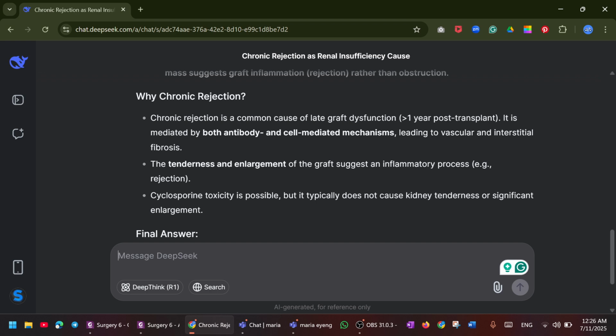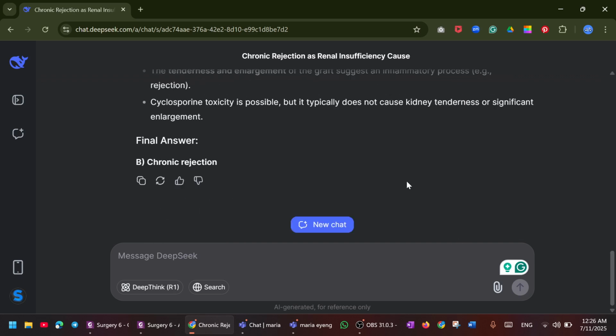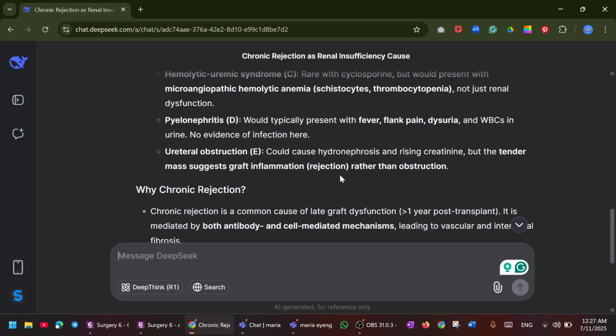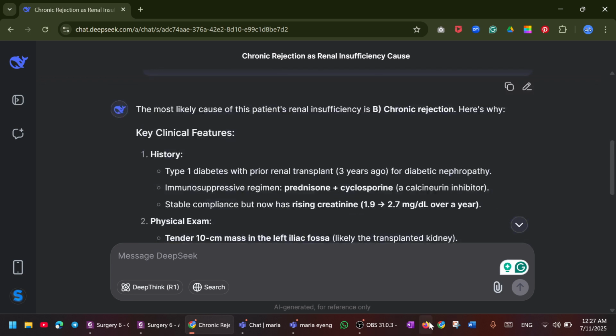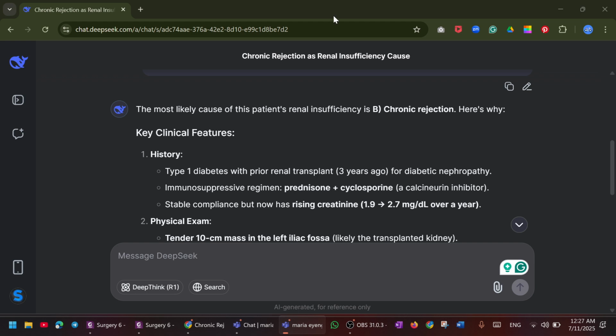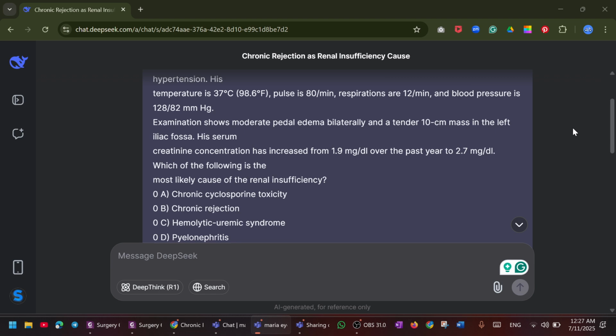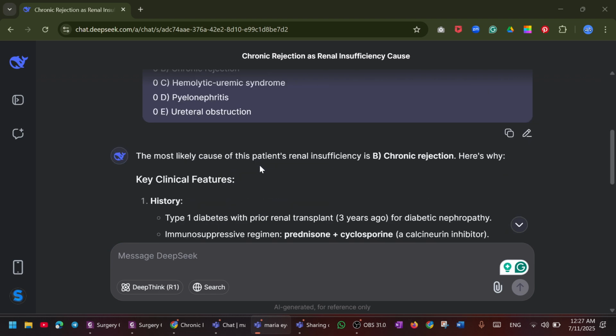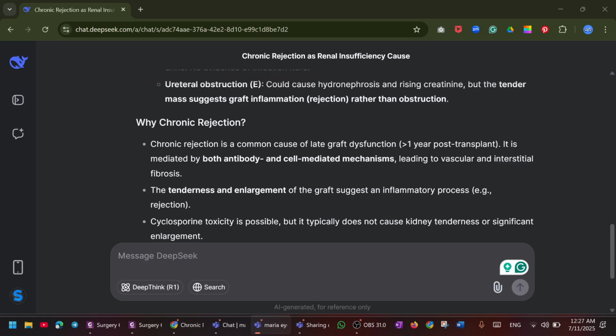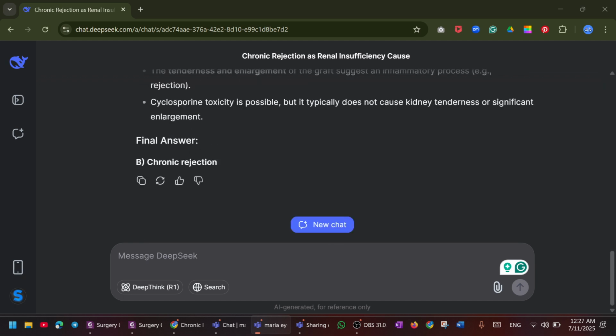They actually quoted wrong. Look at the DeepSeek answer. That's why I try to compare with other chatbots. This is DeepSeek, the Chinese one, another AI. I posted this question, and their answer is chronic rejection, final answer. So it matches.